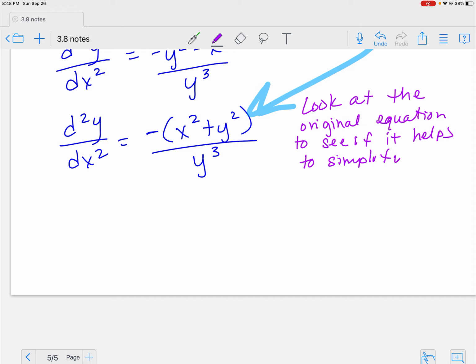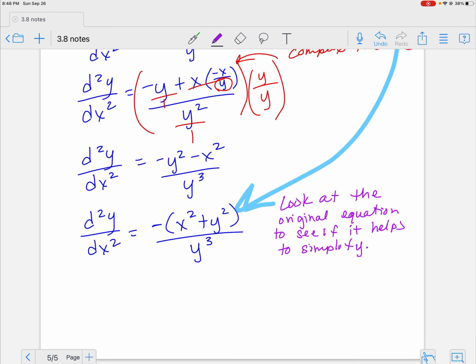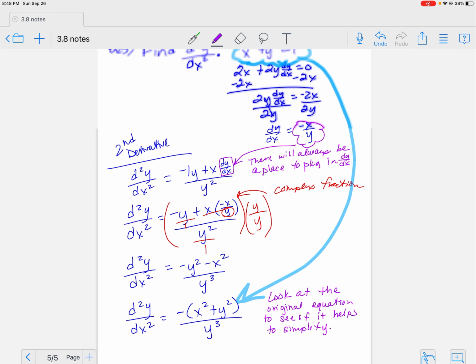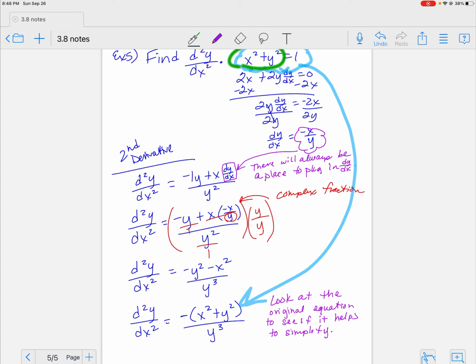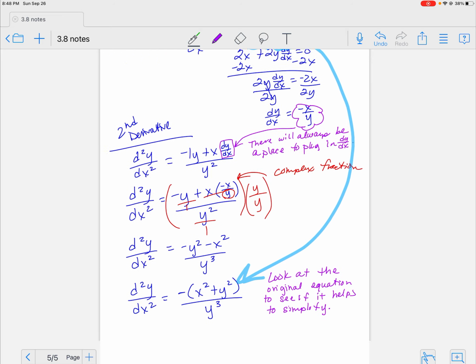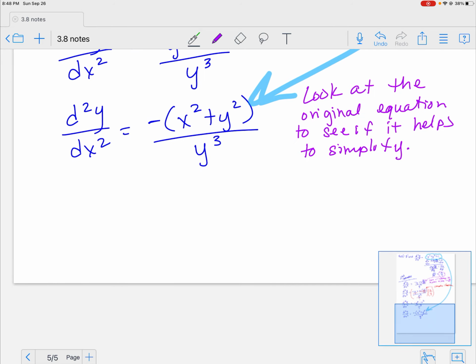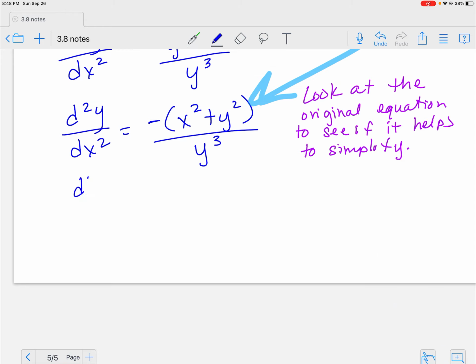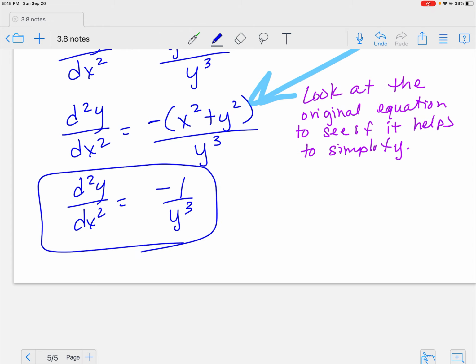And does it? Simplify. Yeah, it does. Do you see in this one? Because at the very beginning, we know it's the unit circle, that x squared plus y squared is equal to 1. So if I have an x squared plus y squared, I can replace that with a 1 because you said those are equal from the very beginning. So my actual second derivative here is negative 1 over y cubed. Cool, right? Yes.